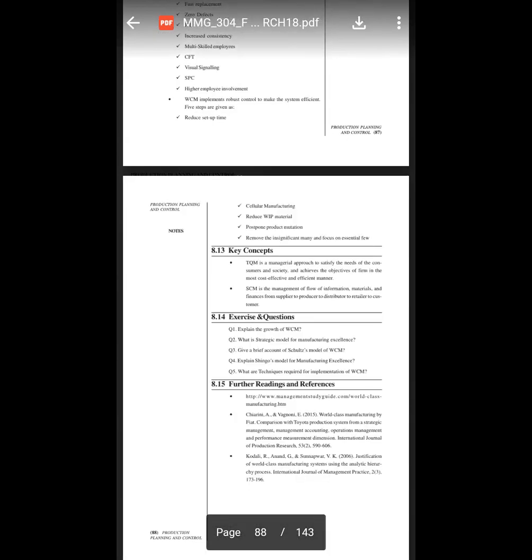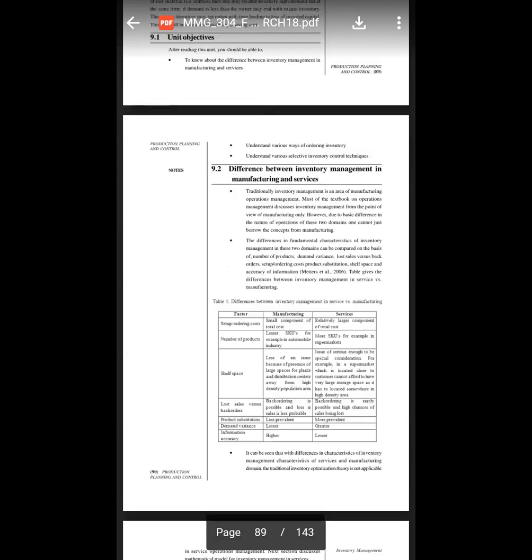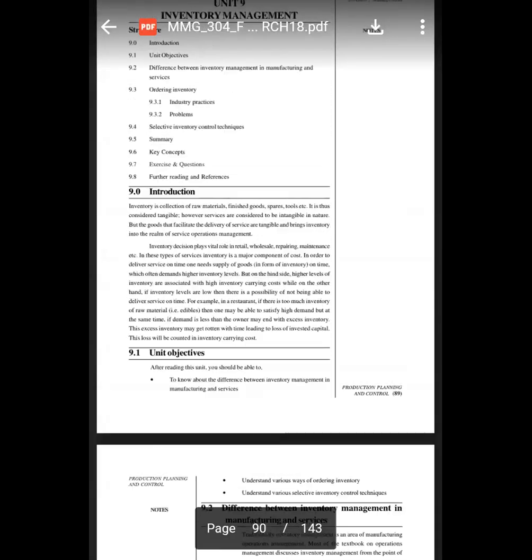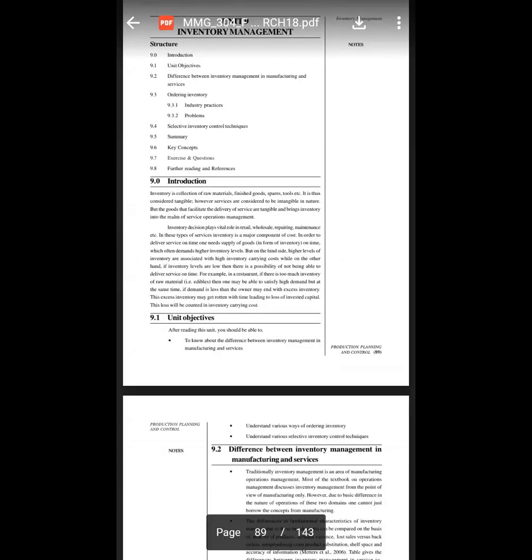So in the upcoming lecture, we are going to discuss inventory management. Let us discuss a few things about inventory management and then we will wind up. Inventory is the collection of raw material, finished goods, spares, tools, etc. Services are intangible in nature, but the goods that facilitate the delivery of service are tangible and bring inventory into the realm of services operation management.